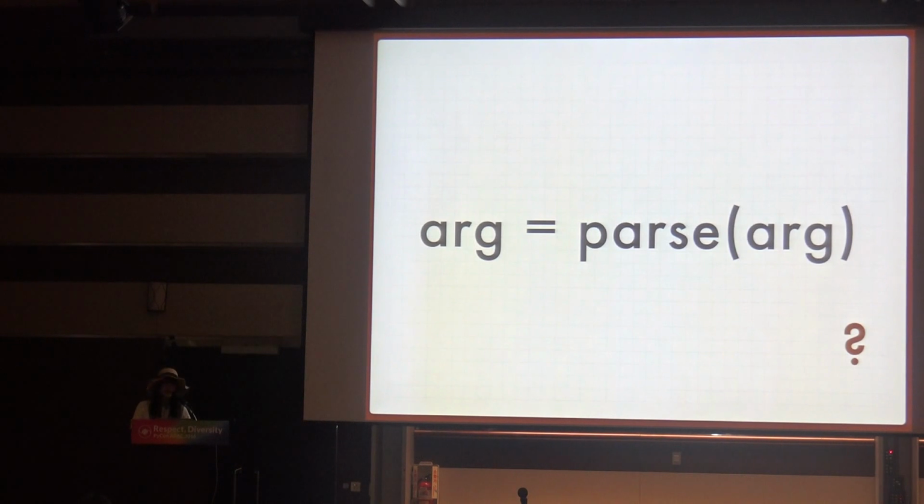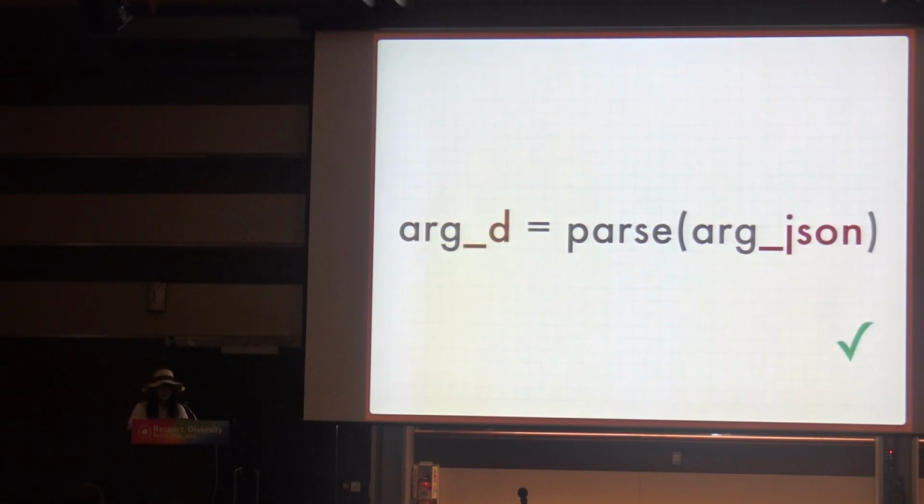This case is very common: argument equals parse_argument. It's pretty okay. But if you use this type, you can clearly see the domain and the codomain. The domain is JSON. The codomain is just a dictionary, which is very understandable in this case. And it also represents that JSON is just a string, and the dictionary is a Python object. It's more clear.